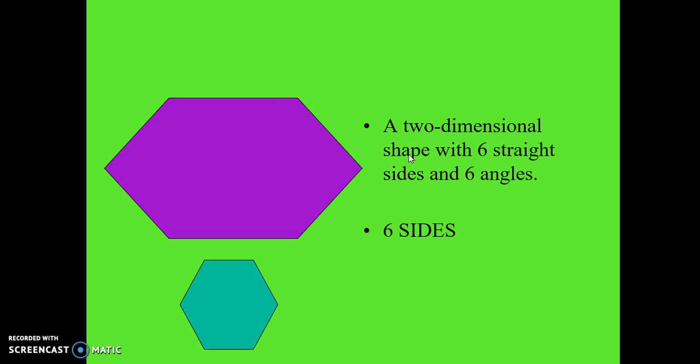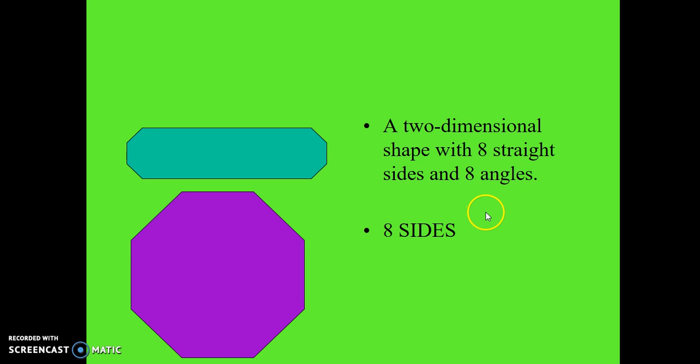A 6-sided shape with 6 angles is known as a hexagon. I like to remember this one by seeing that there is an X in the word hexagon, and there is also an X in the word 6. 6, hex. That's how I remember the 6-sided figure. And an 8-sided figure with 8 angles is, of course, an octagon.